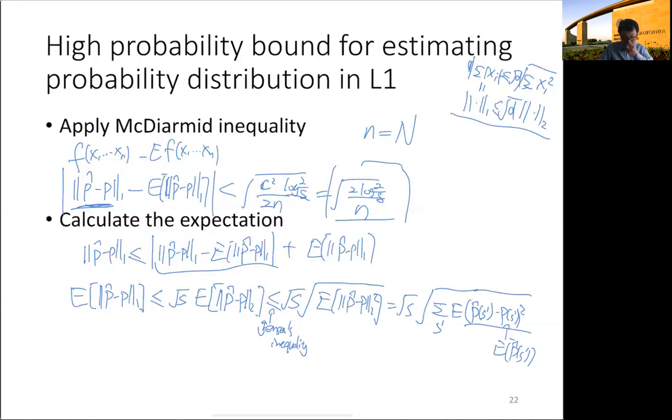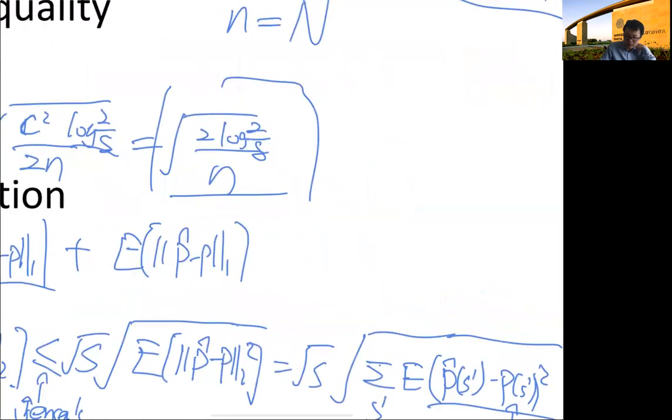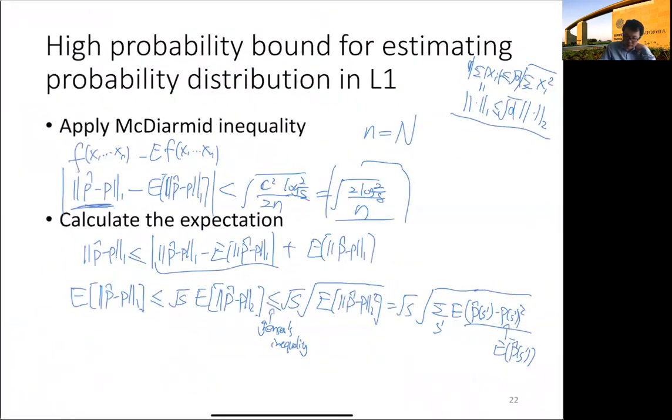And we know that this P hat is the mean of the Bernoulli distribution, right? And the Bernoulli distribution has variance P times 1 minus P, right? So this is equal to the square root of the sum over S prime of P of S prime times 1 minus P of S prime, over N. It's over N because I'm getting N samples.